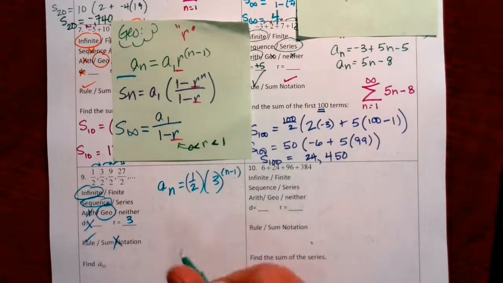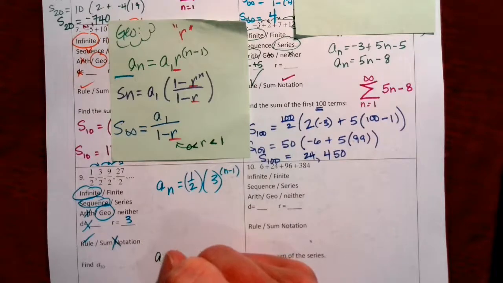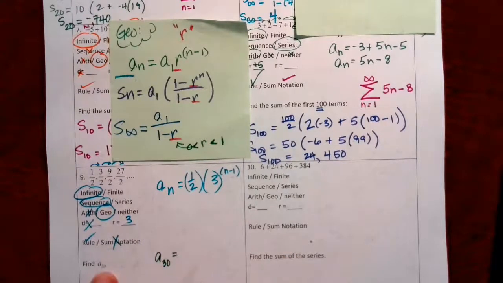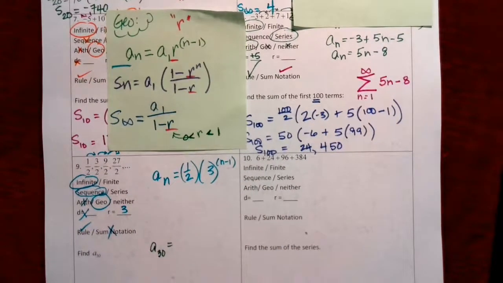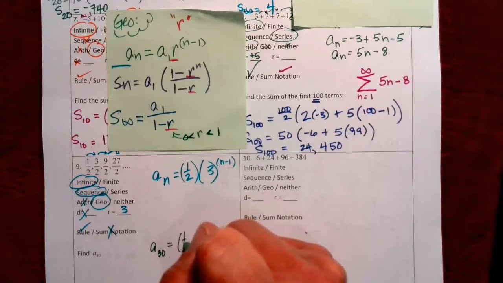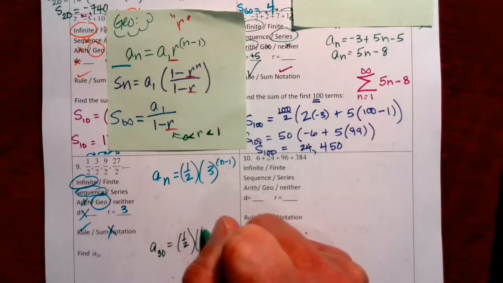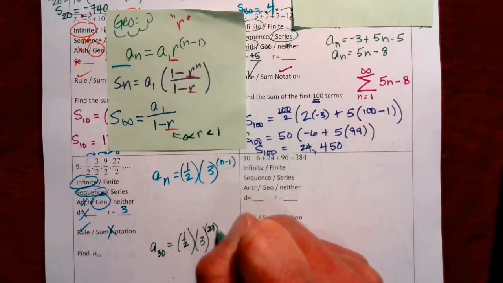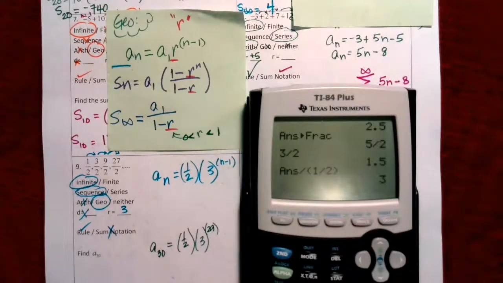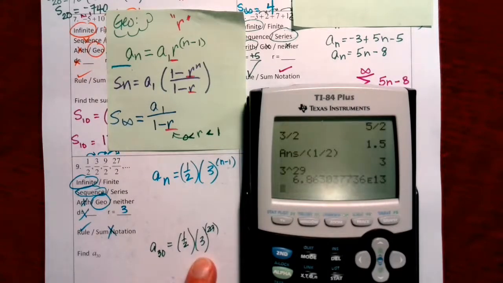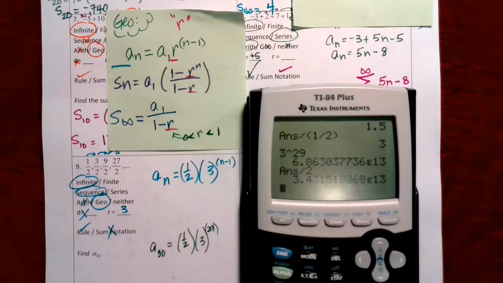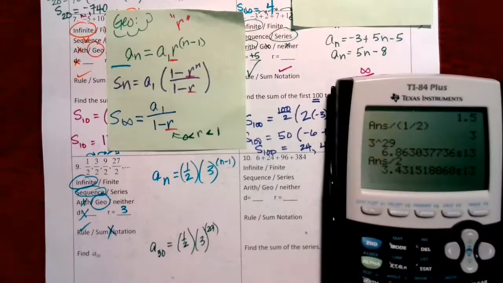Okay, now it says, I don't want you to find any number. Hey, will you please tell me what the 30th term in this sequence is? You're like, absolutely. It's 1/2 times 3 to the 29th power. So we can do this in any order we want. 3 to the 29th power is that. And then if I want to times 1/2 or divide by 2, I can do that.